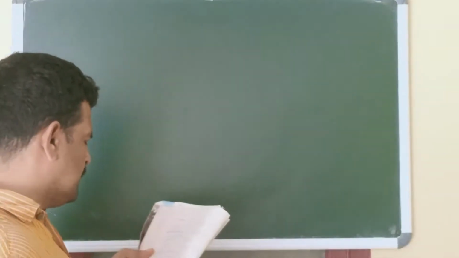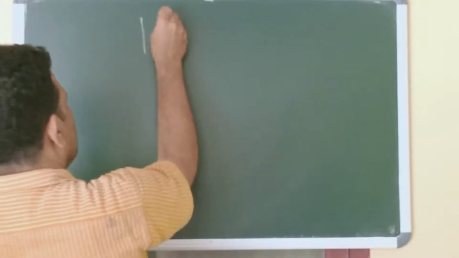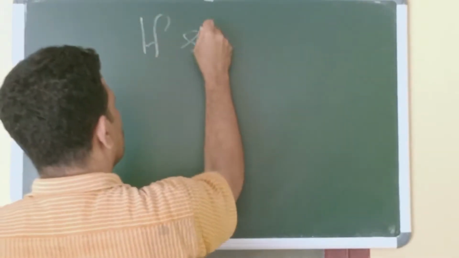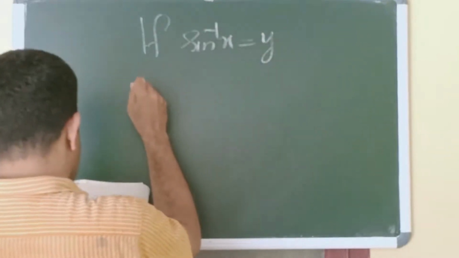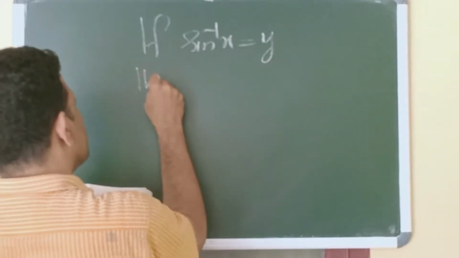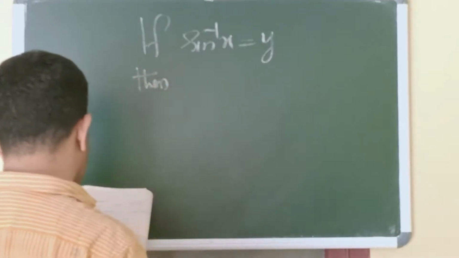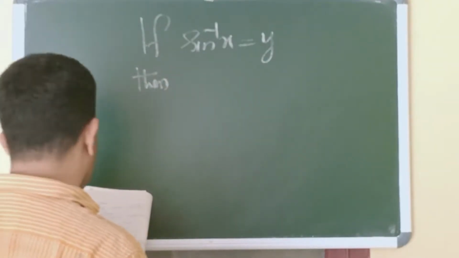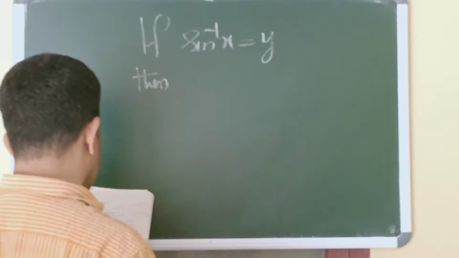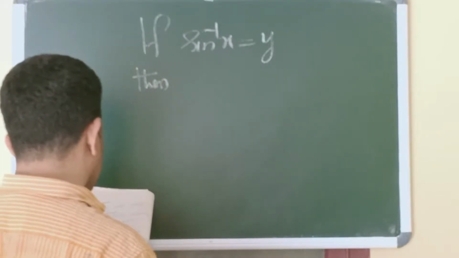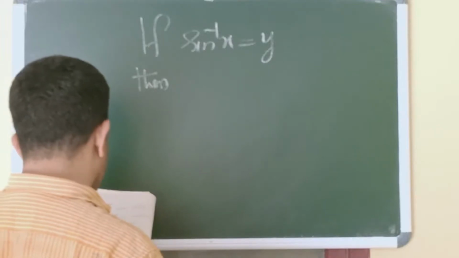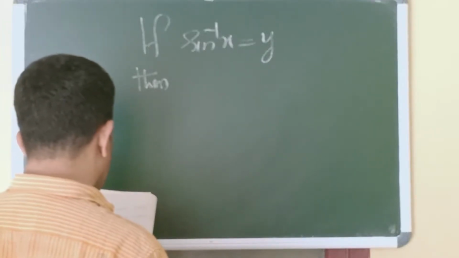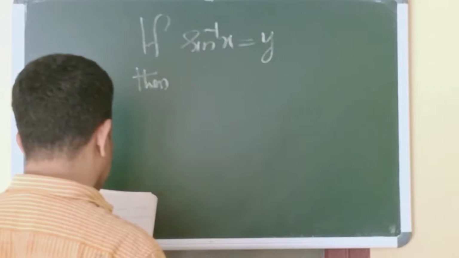Now, there are two objective type questions. The first question says that if sin inverse x equals y, then the first option is 0 less than or equal to y less than or equal to pi. Second one is minus pi by 2 less than or equal to y less than or equal to pi by 2. Third one is 0 less than y less than pi. And the fourth one is minus pi by 2 less than y less than pi by 2.